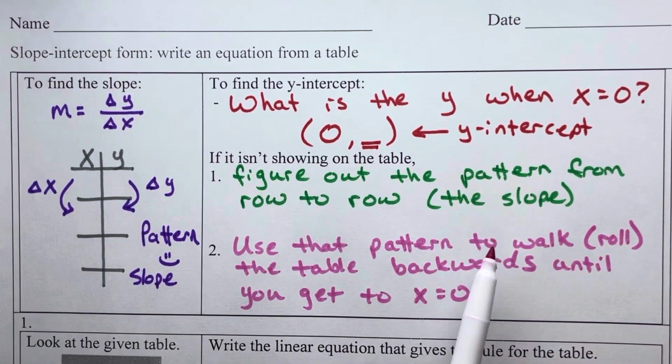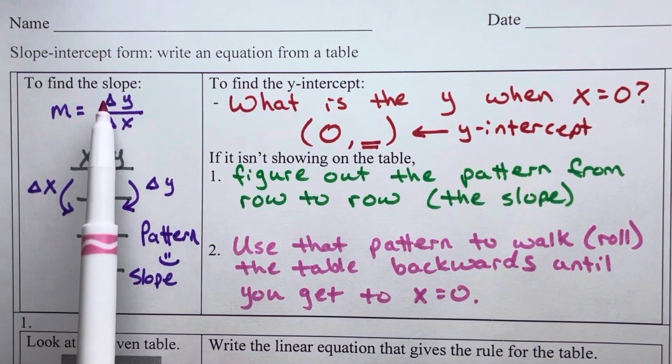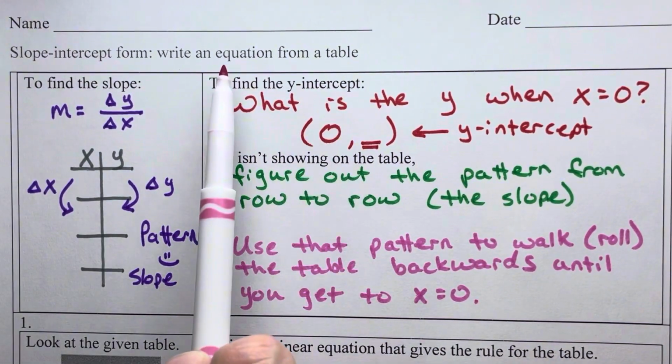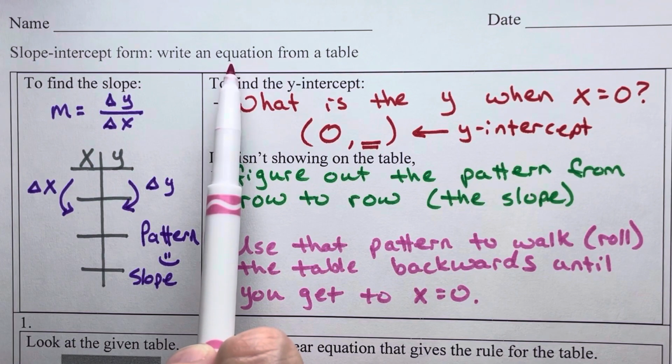Once you have both of these pieces of information, both the slope and the y-intercept, then you can go ahead and write the equation from your table.